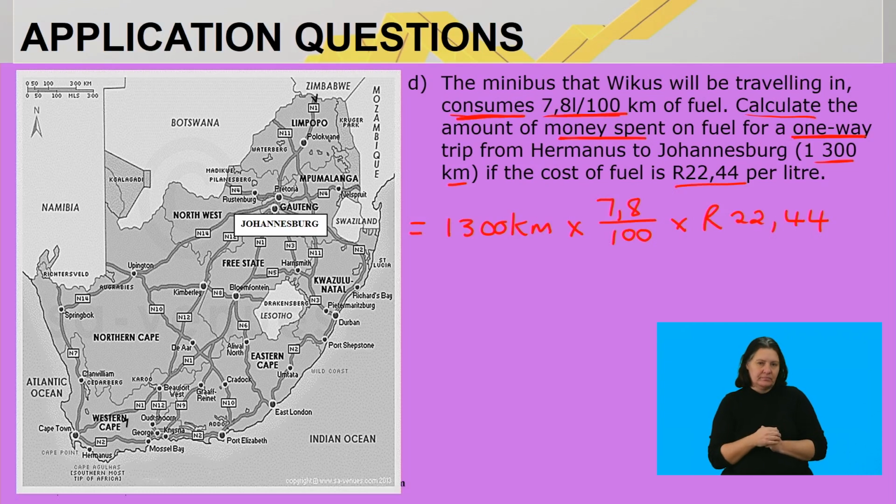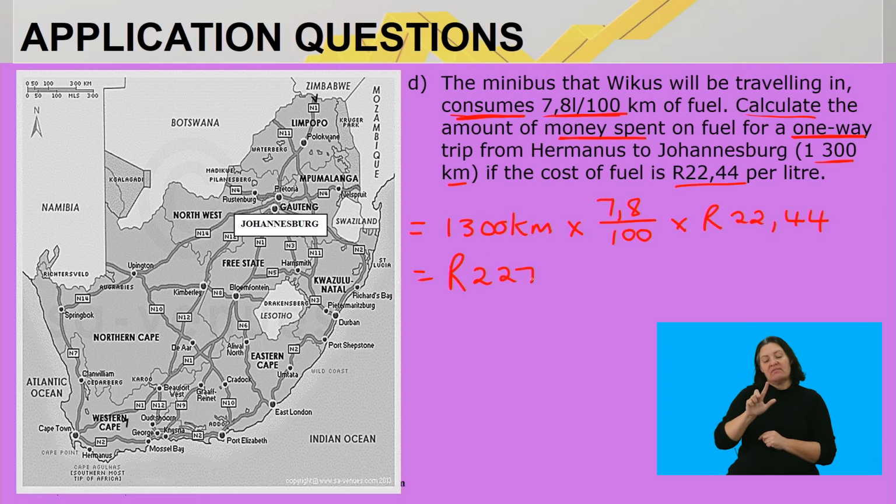So let's type that in. 1,300 multiplied by 7.8 divided by 100. Right, and thereafter multiplied by 22 rand and 44 cents. So when I do this calculation, I'll get an answer of, remember it's in South Africa, so I indicate my unit, which is rand, 2,275 rand. And now please look at this.